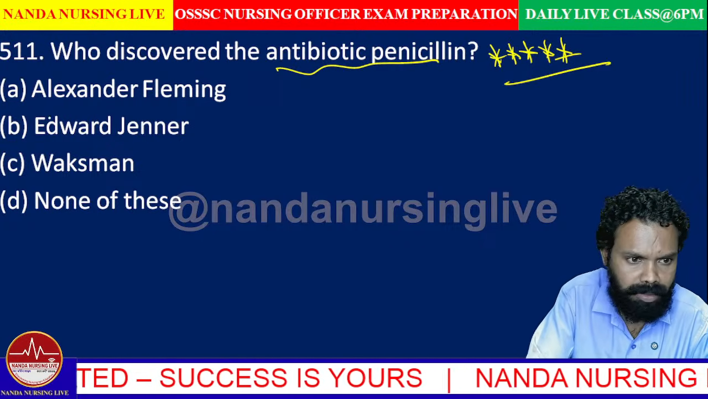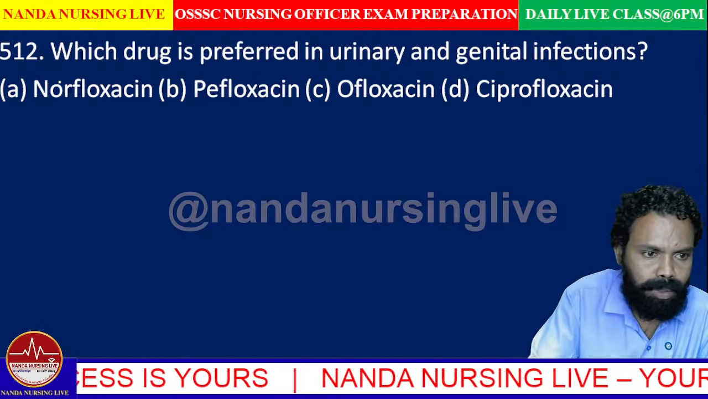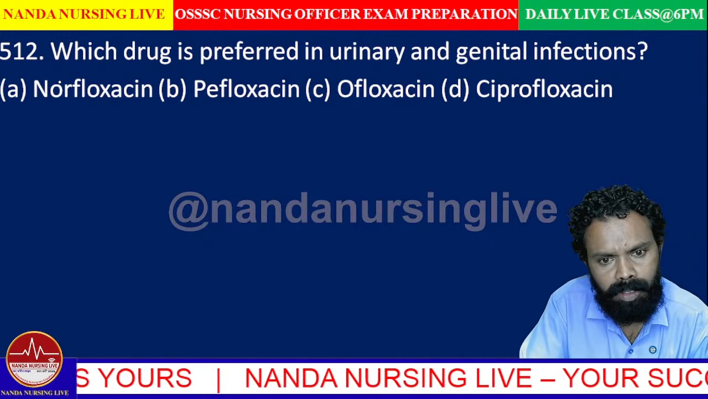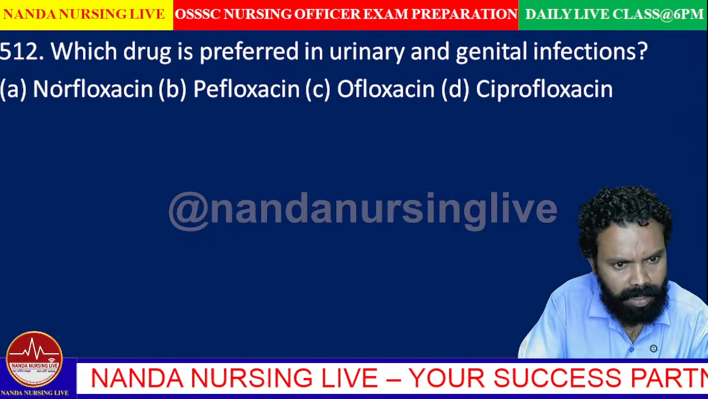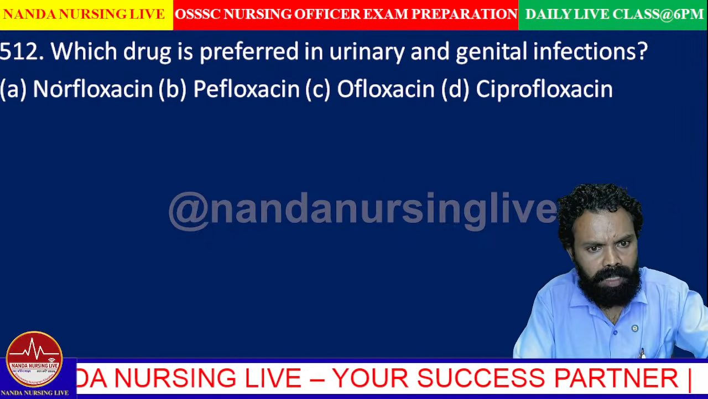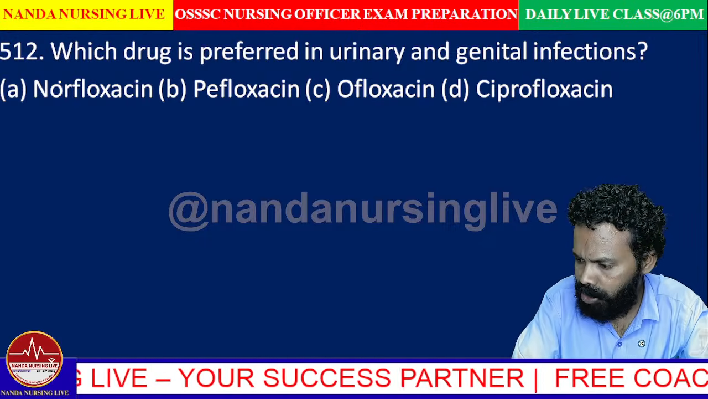So the correct answer is option A, Alexander Fleming. Very good. Next question, number 512. Which drug is preferred in urinary and genital infections? Option A norfloxacin, option B pefloxacin, option C ofloxacin, option D ciprofloxacin. So which option is the correct answer?